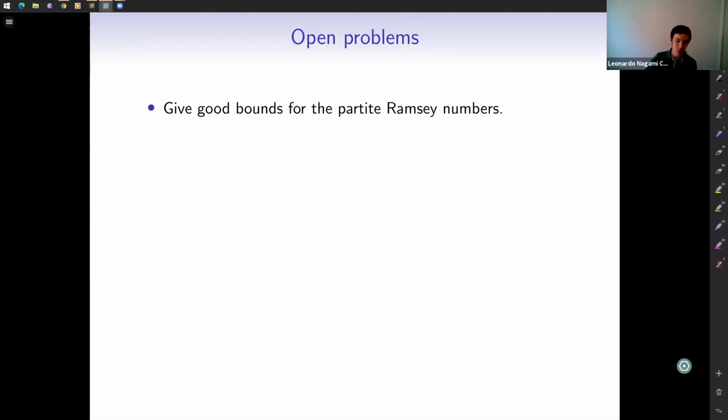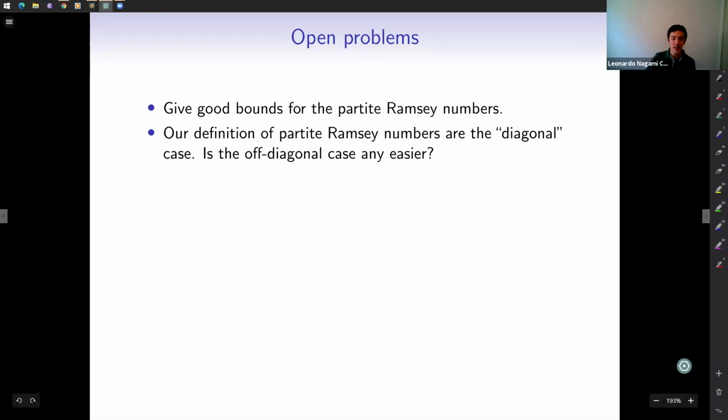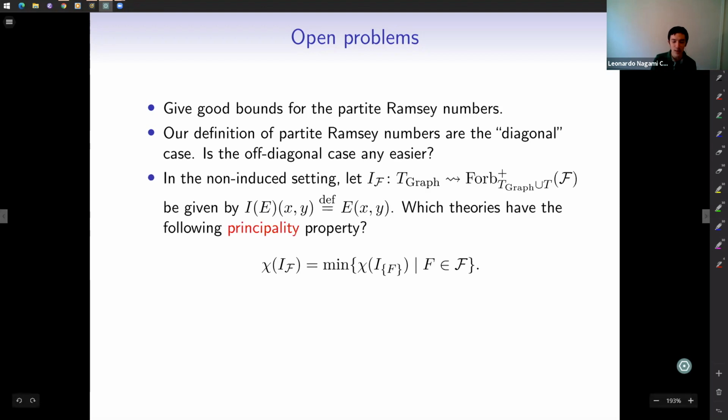So one, I said that the Ramsey numbers, the proof is just a number of repeated applications of the usual Ramsey theorem. So the bounds that come out of this proof are terrible. So this is a very natural open problem: give better bounds there. Another one is that the way that I define Ramsey numbers here corresponds to essentially the diagonal case. So you can ask yourself, what about the off-diagonal case? And the third problem is a property that I did not get too much into details, but is that of principality.